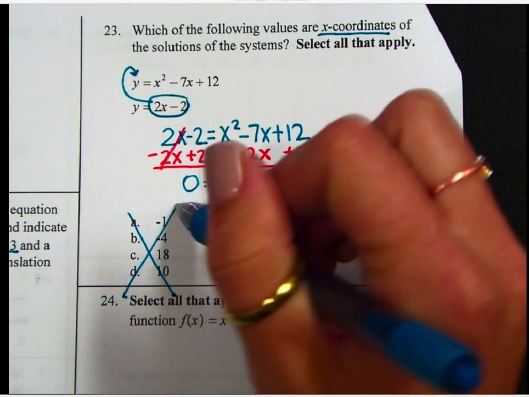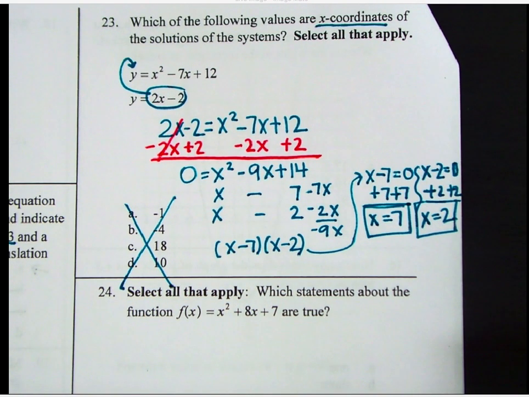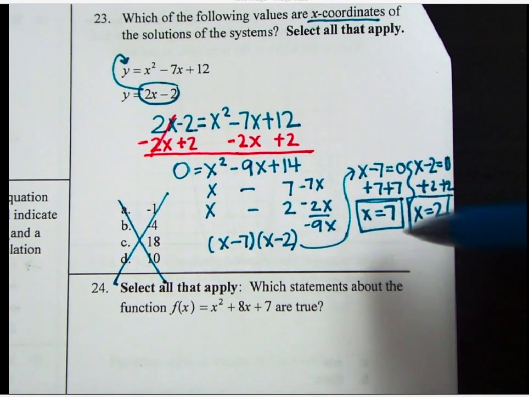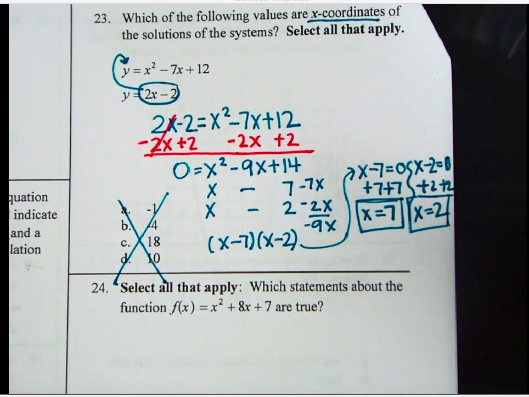So it turns out multiple choice, it was a mistake. Here are your solutions. Or not solutions, your x coordinates of your solutions.